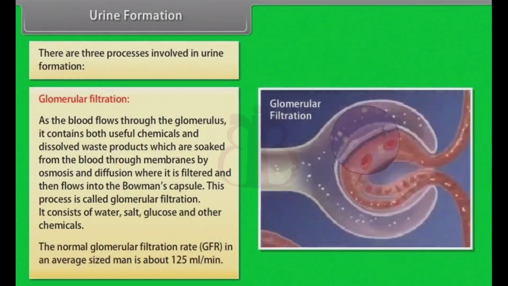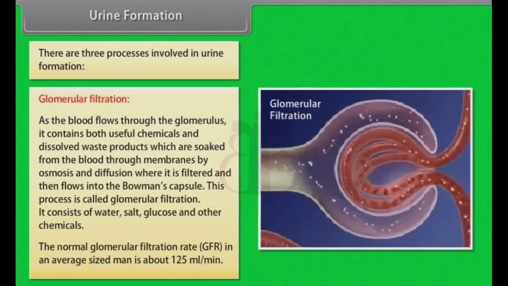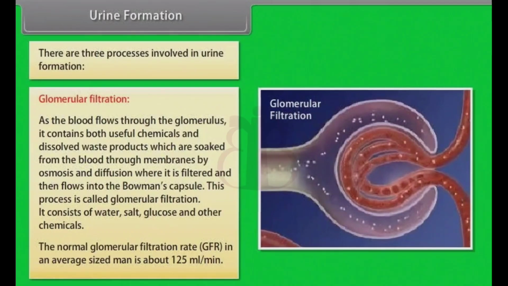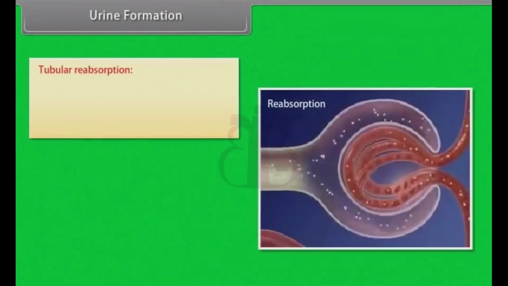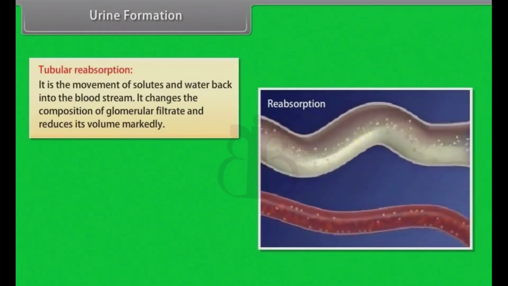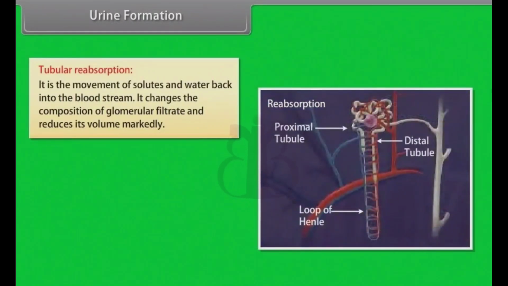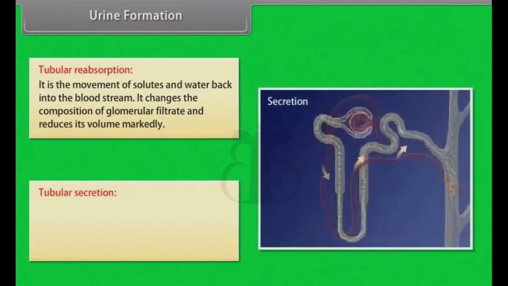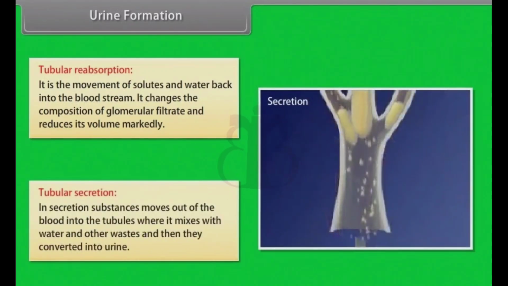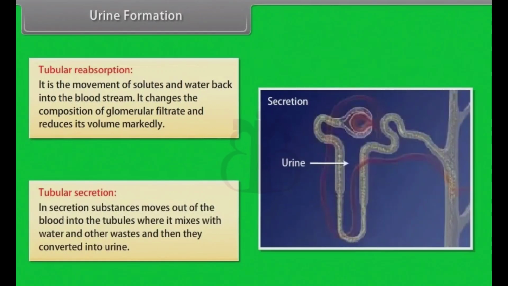The normal glomerular filtration rate, GFR, in an average-sized man is about 125 milliliter per minute. Second is tubular reabsorption. It is the movement of solutes and water back into the bloodstream. It changes the composition of the glomerular filtrate and reduces its volume markedly. And the third is tubular secretion. In secretion, substances move out of the blood into the tubules, where they mix with water and other wastes, and then they are converted into urine.